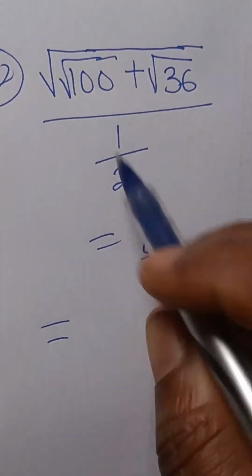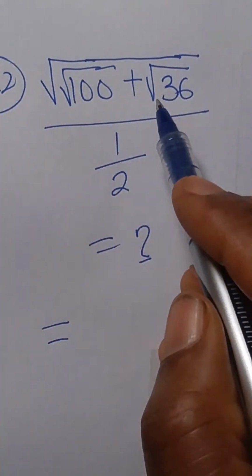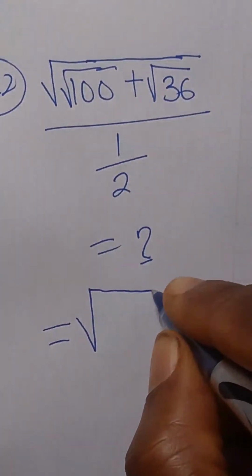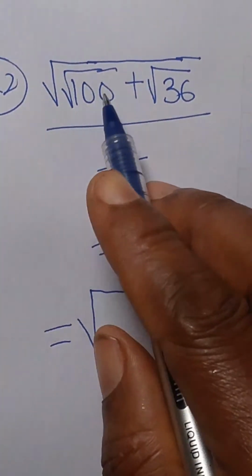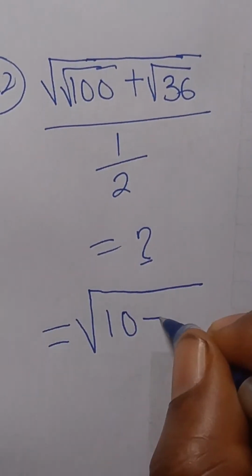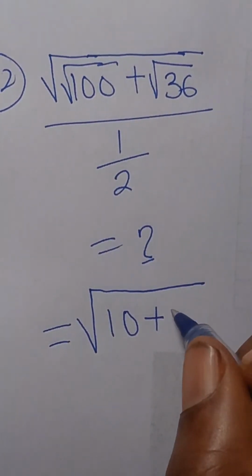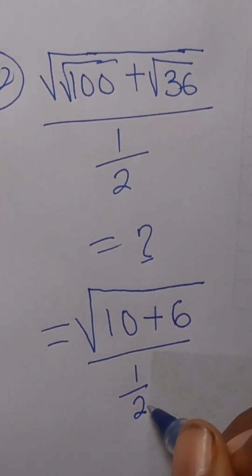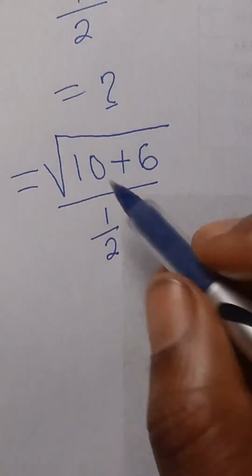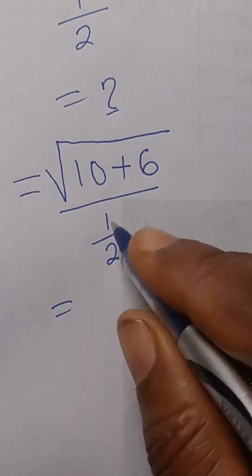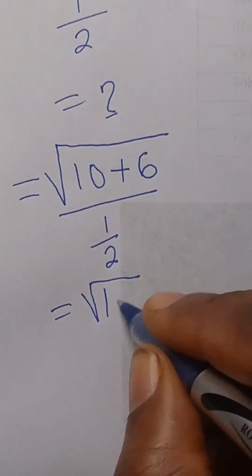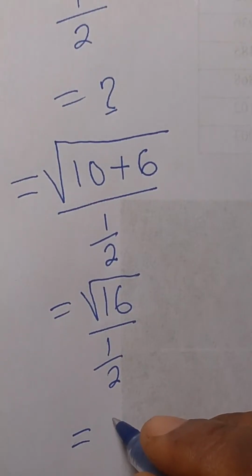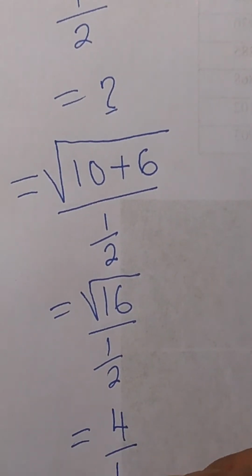All right. We have the square root of 100 plus the square root of 36. We put the big square root and solve the ones inside first. Square root of 100 is 10, plus square root of 36 is 6. You solve the ones inside first and write 1/2. Now this is equal to 10 plus 6, which is square root of 16, all over 1/2. So square root of 16 is 4, all over 1 over 2.